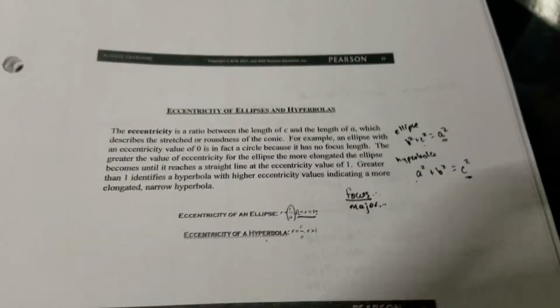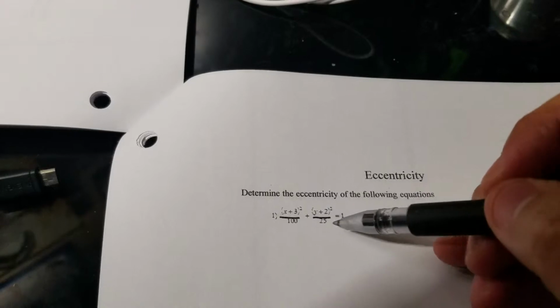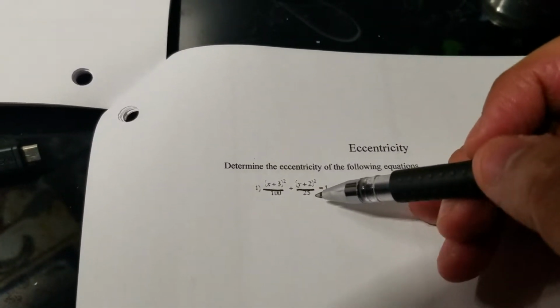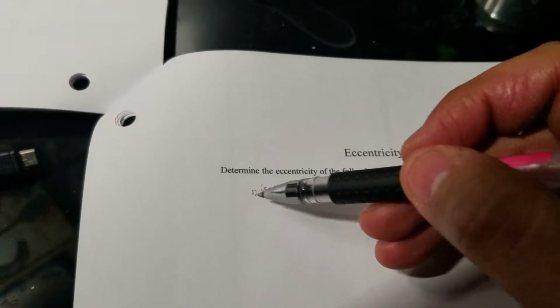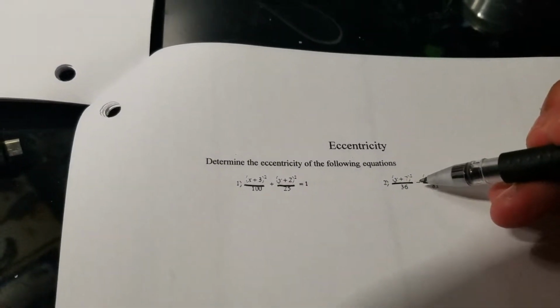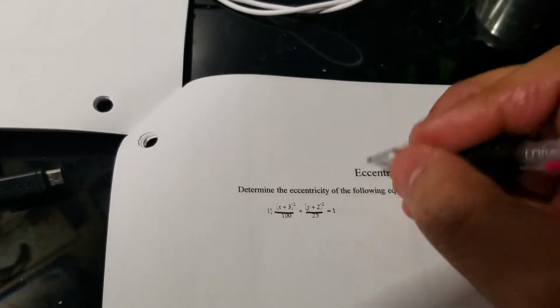A lot of this is going to depend on whether you can tell what shape you have. So if I look at this, guys, I can tell this is an ellipse because there's a plus sign between the two. So these are both positive. When I see a negative sign like I see over here, that means I'm dealing with a hyperbola. So identifying the shape is going to be important.